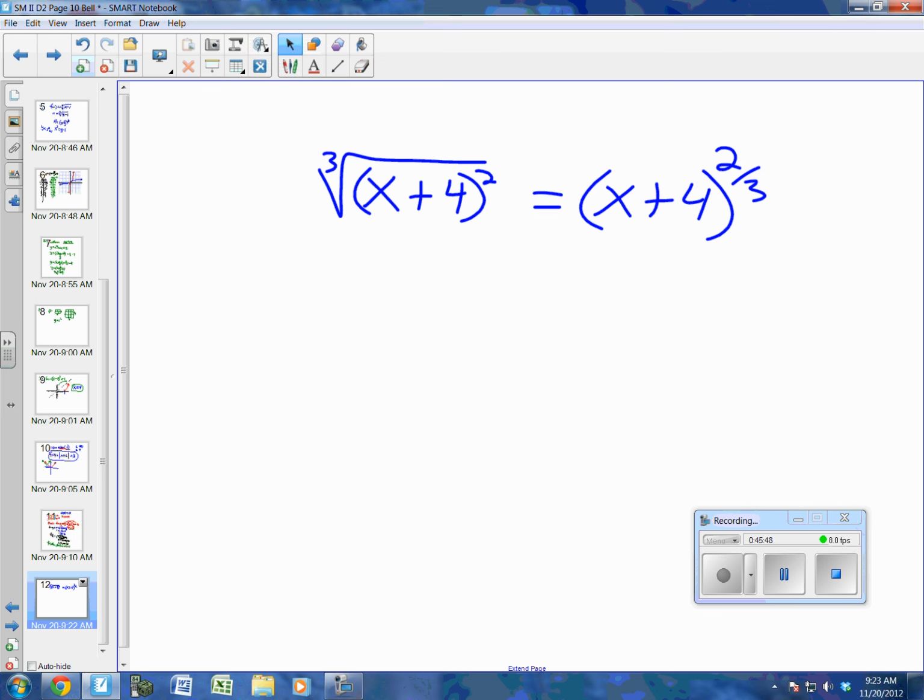You guys know how to find inverses? I'm not going to go over inverses. We just went over them. Switch x and y and solve for y, right? Everybody got that down? Okay.